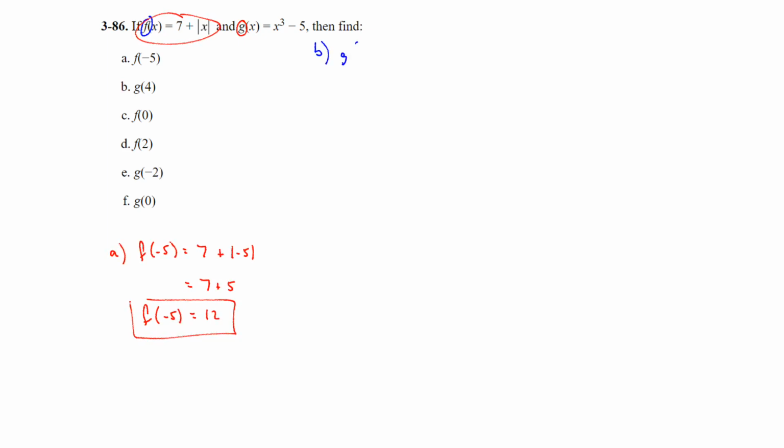B, g of 4. So plug it into your g function. So g of 4 is equal to 4 cubed minus 5. So 4 cubed, 4 times 4 times 4 is 64. 64 minus 5 is 59. So g of 4 is equal to 59.